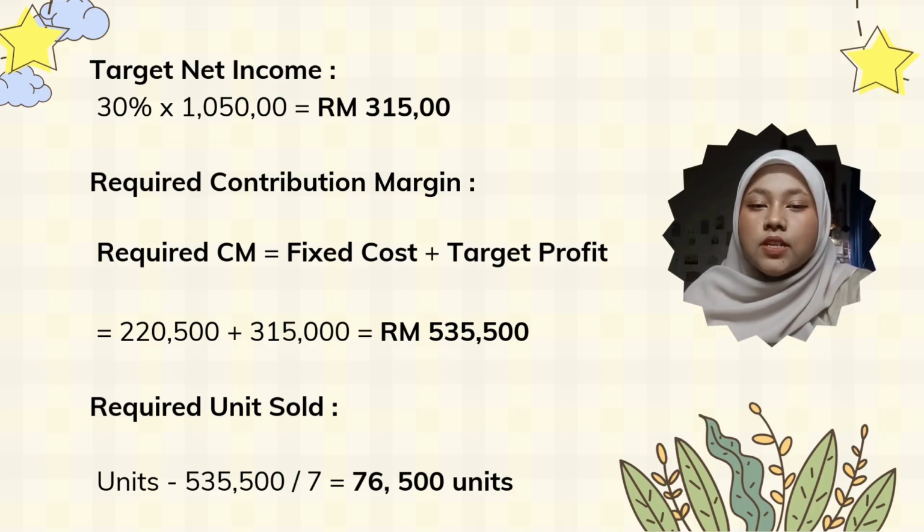After that, we calculate the number of units that must be sold. The contribution margin per unit is RM 7. By dividing RM 535,500 by RM 7, we find that the company needs to sell 76,500 units. So, in my calculation, to achieve a 30% net income to sales ratio in 2025, the company must sell 76,500 units. So we reach the target. The company can increase sales through marketing and promotions, control cost effectively, and improve efficiency to increase contribution margin per unit. That's all. Thank you.